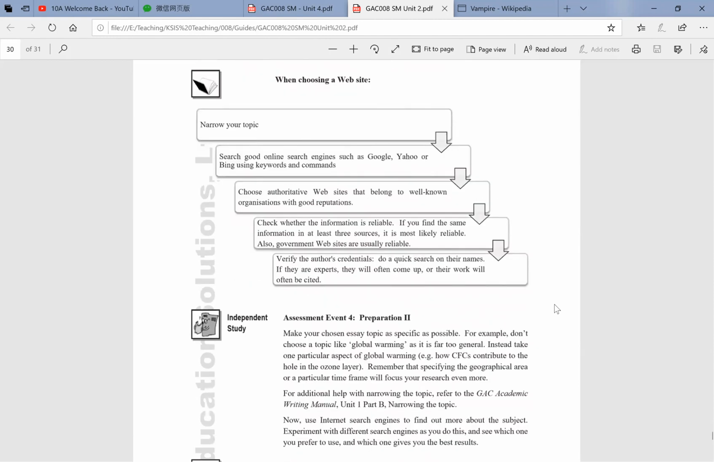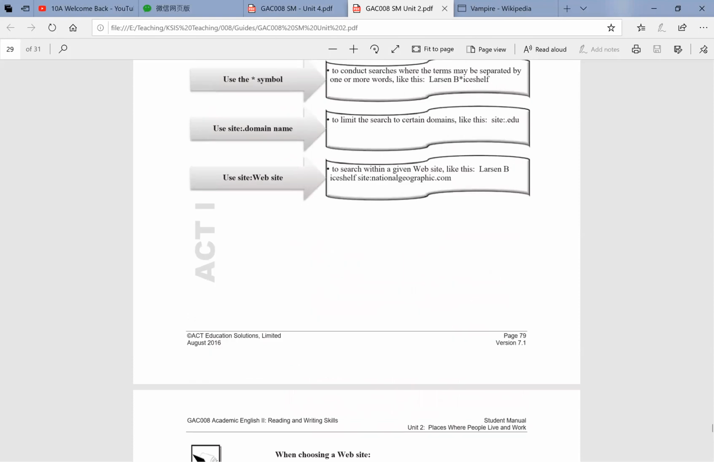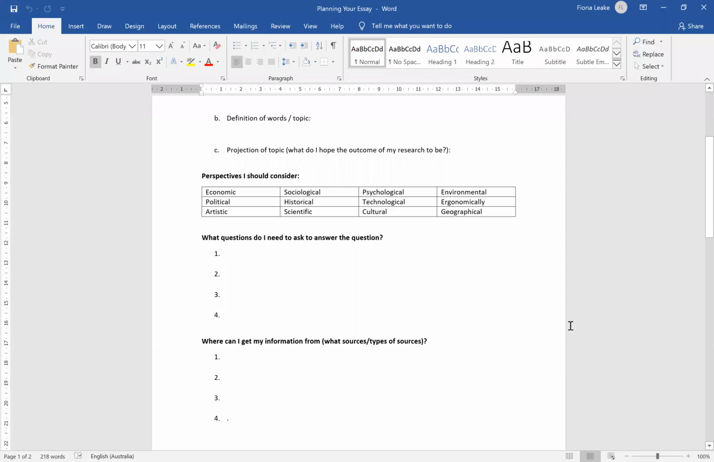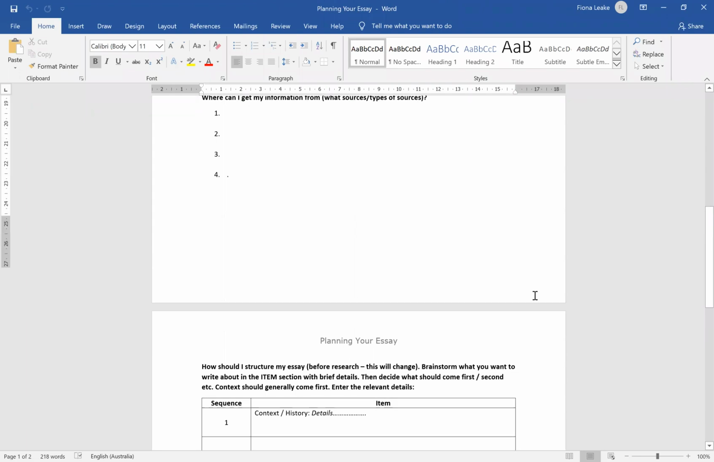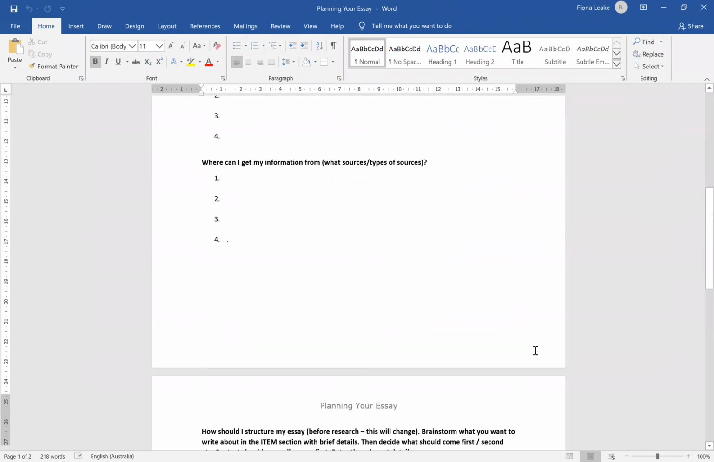Okay, so your homework for today's class is just doing this, planning your essay. Okay, so you're going to be completing this for me for your homework. Don't worry about this section just yet. We'll have a look at that in the next class.